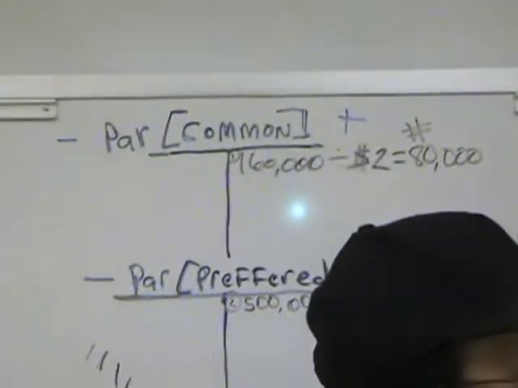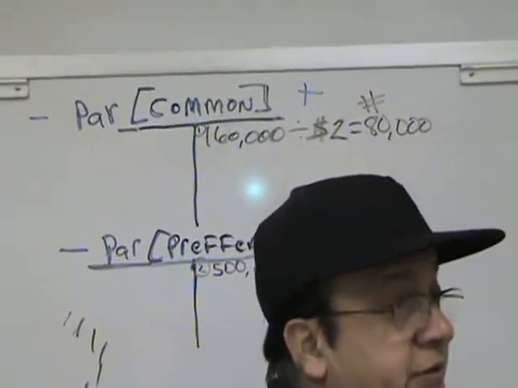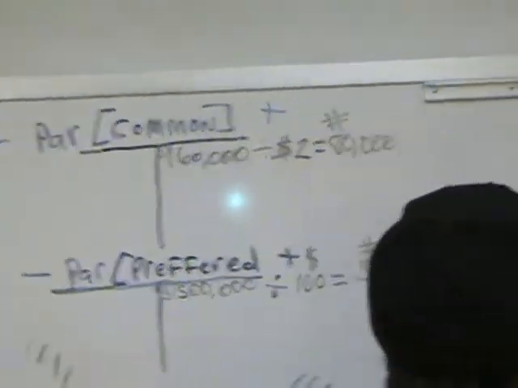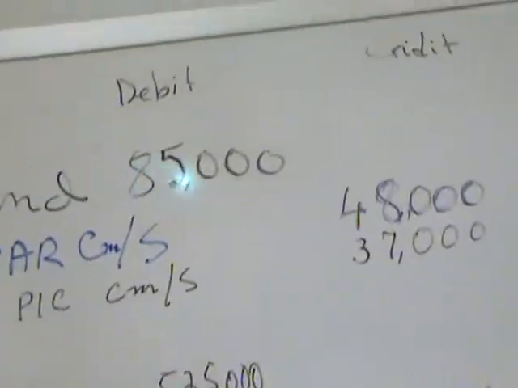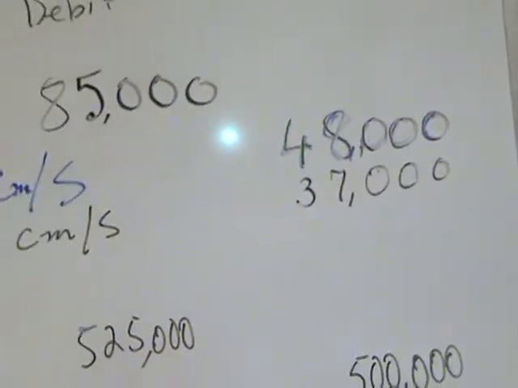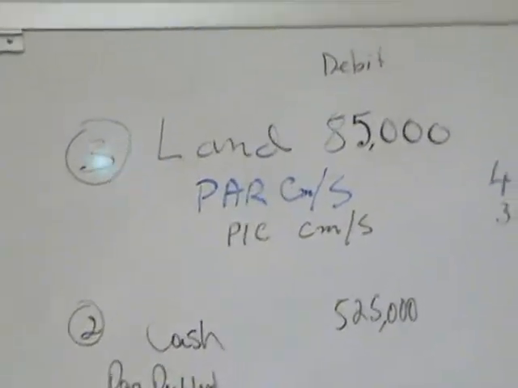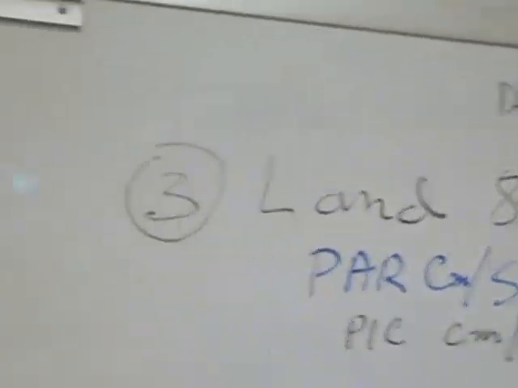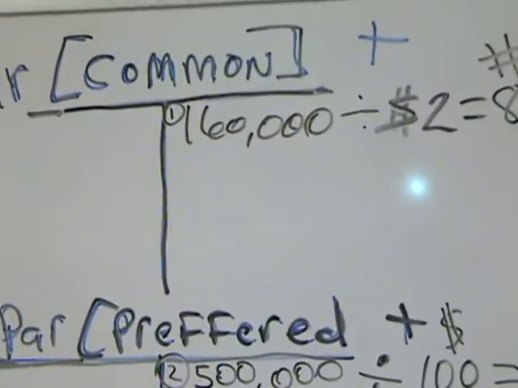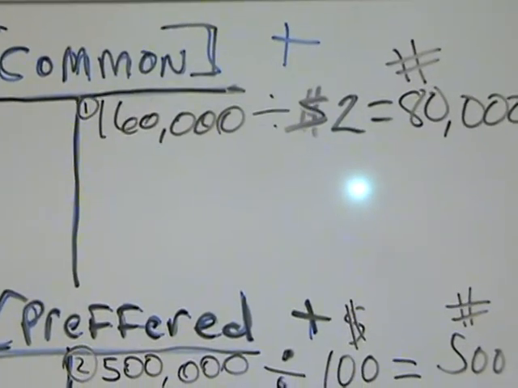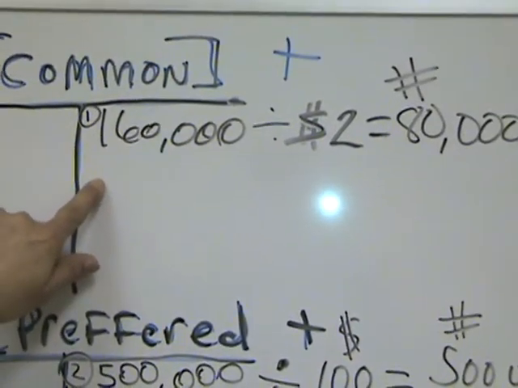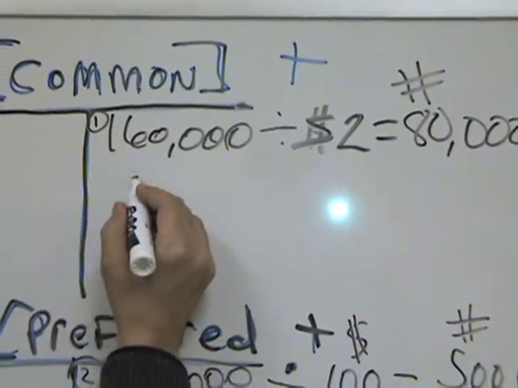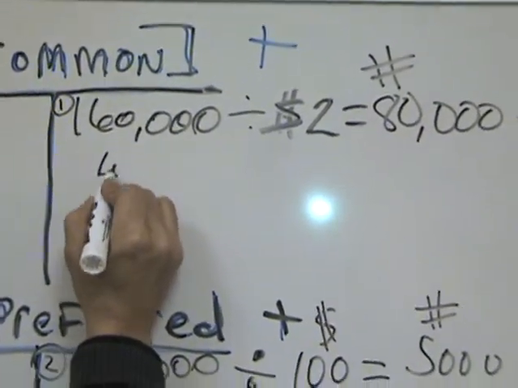Then we're going to post. We're just posting the equity accounts. Paid-in capital, common stock, right? I abbreviated it CM and S. So post up the 3. Post up par common, 48,000, entry 3. Try to save a little space.